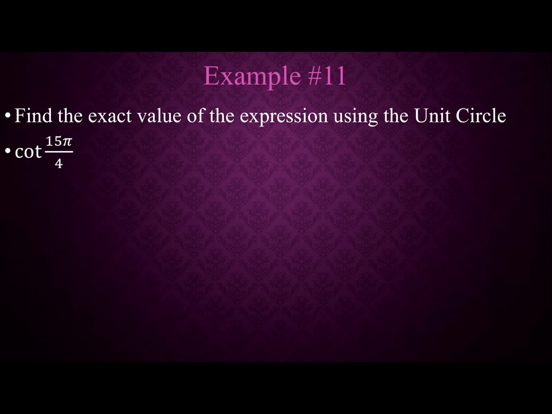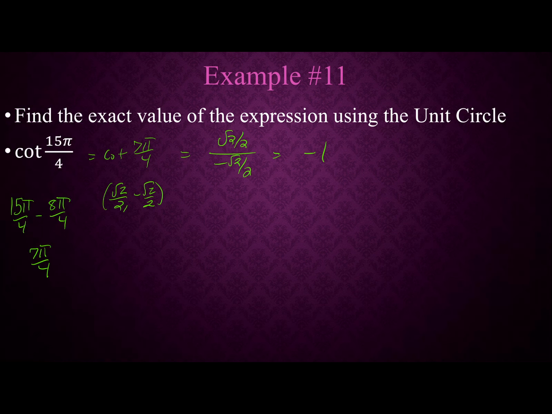All right, our last one is cotangents. So we have 15 pi over 4. Again, that's too big, so we subtract 2 pi, which would be 8 pi over 4. That gets us 7 pi over 4. That works. So cotangent of 7 pi over 4 is a positive root 2 over 2 and a negative root 2 over 2. Cotangent's x over y, so it's positive root 2 over 2 over a negative root 2 over 2, which, like before when we had the tangent value involving the same root 2 over 2 top and bottom, comes out to be a negative 1 again.